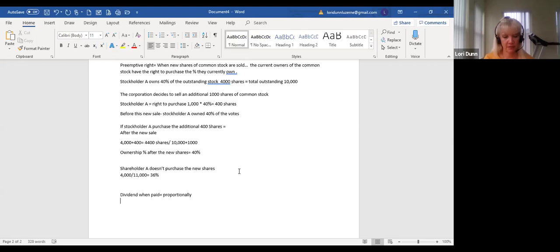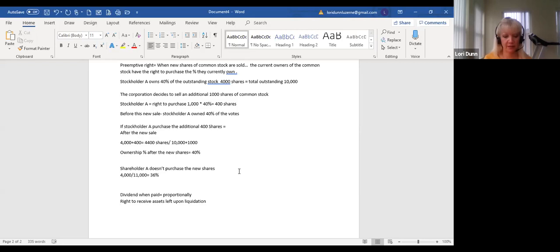You have a right to receive assets left upon liquidation. So if the corporation decides to close, not go bankrupt, but close, they'll sell all the assets, pay off the liabilities, and whatever's left, you have a right to receive that money as an owner.